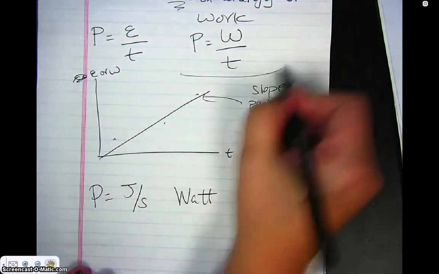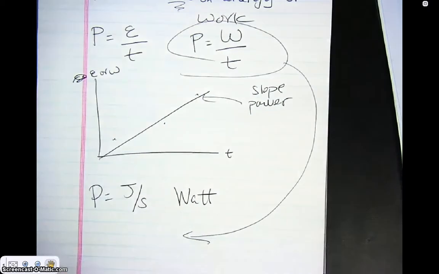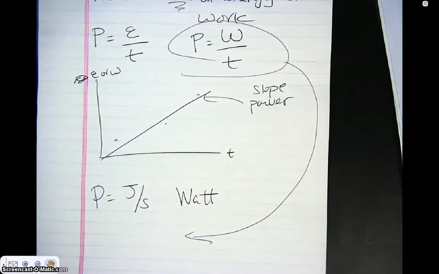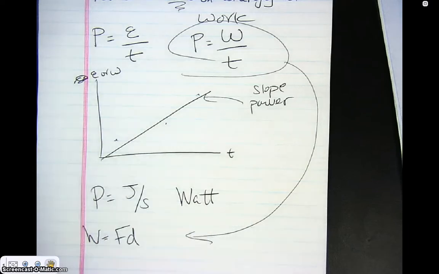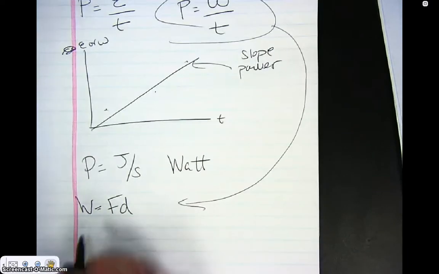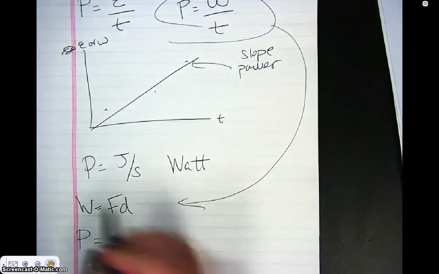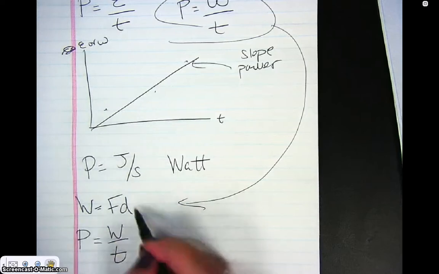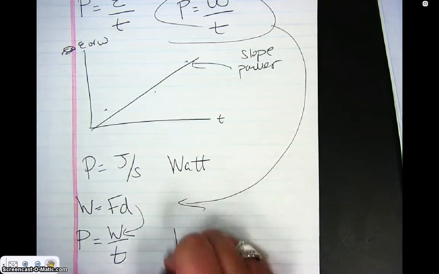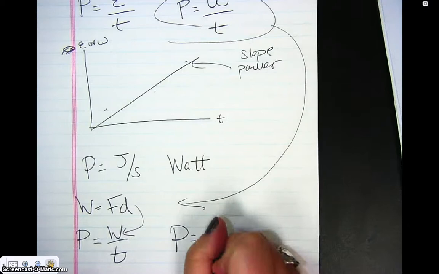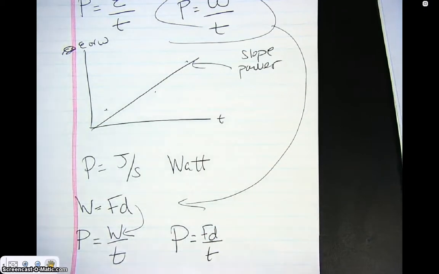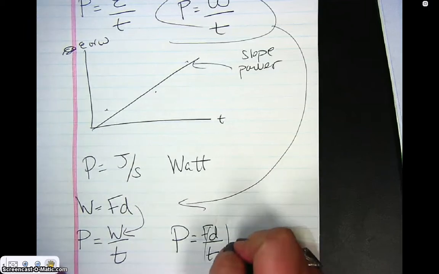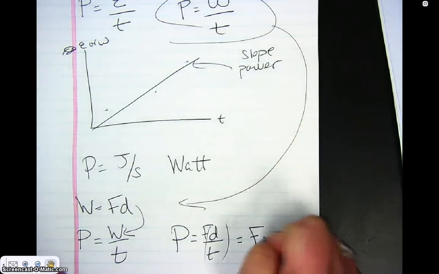Now, I want to take a look at this equation and show you just another way of writing it. I just told you that work is equal to force times distance, and now we have power is equal to work over time. So if I were to plug this in here, I could derive the equation that power is actually equal to force times distance over time. And you should recognize by looking at this that d over t is actually velocity. So we can also calculate power by taking force times velocity.